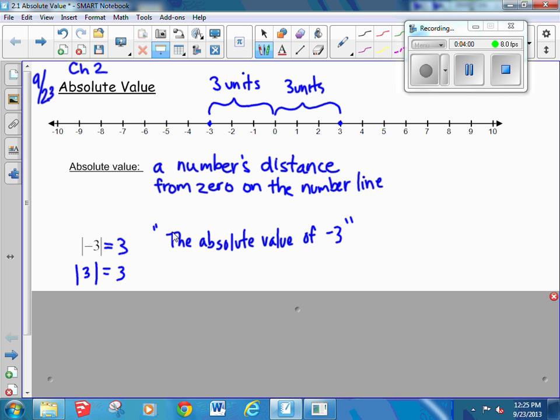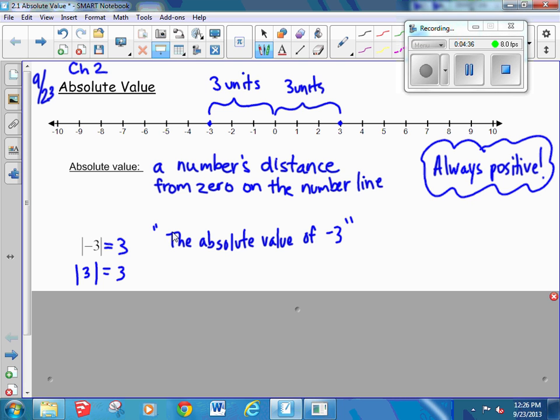Did either of those girls, even though they live in opposite directions, say -5 miles or -1.5 miles? No, because it's a distance, and distance is always just how far. So when you see absolute value, you should think distance, how far, how many units. So it's always positive. It is not the opposite of. It's always positive. Okay? Questions about that?